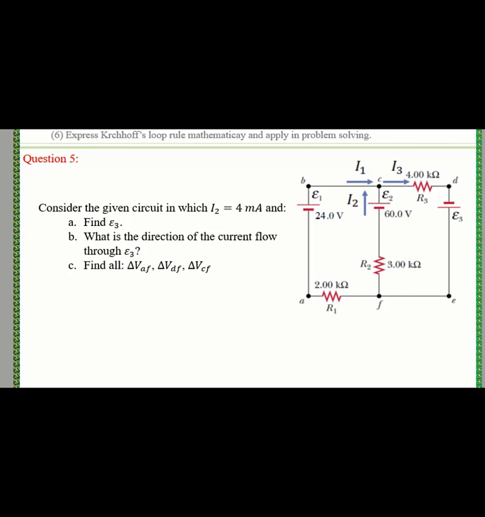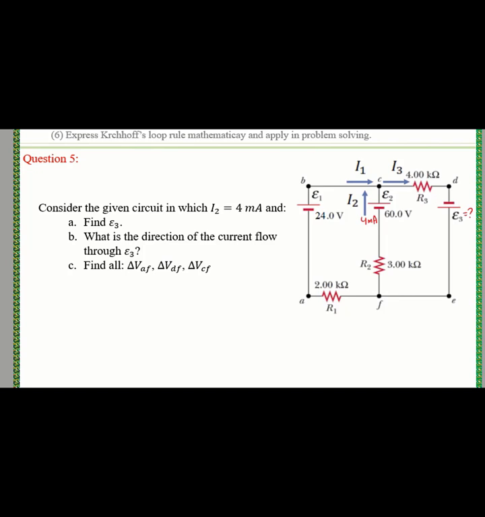Put the unknowns in the circuit. I2 is 4 milliampere. Here I2 it is 4 milliampere. Now you don't know I1 or I3, and you need epsilon 3. This is unknown. Pause the video and try to think how to get over this problem. Okay.